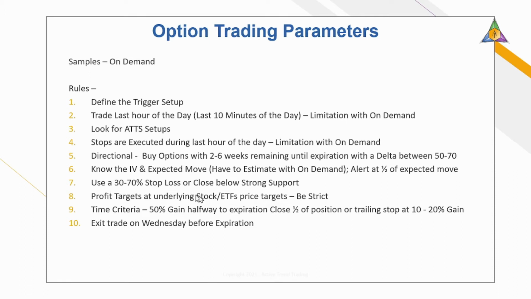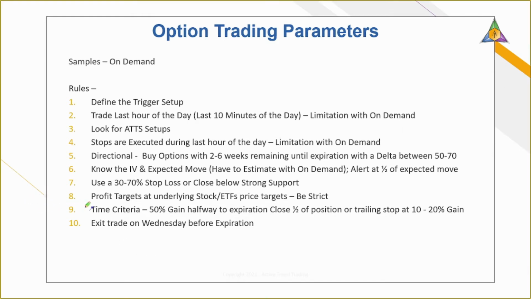Profit targets are at either underlying stock or ETF price targets. We want to be strict on that. The other criteria, and I really like this criteria, folks, is to use a time criteria. If I am within the first half of the expiration period, in other words, let's say I have 3 weeks, and I've gone through a week and a half of the time period, and I'm already up 50%, take at least half the profits off the table. In other words, just sell the darn thing.